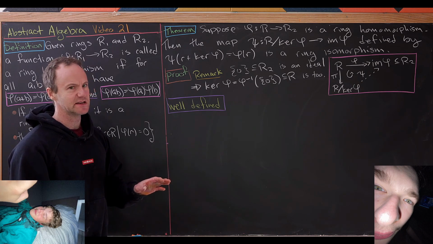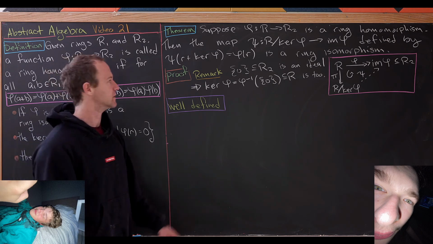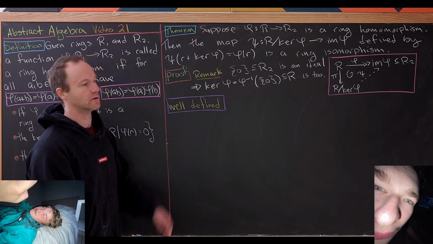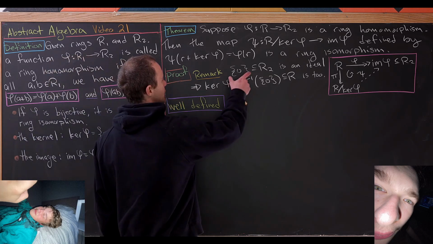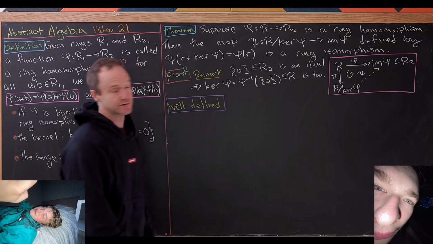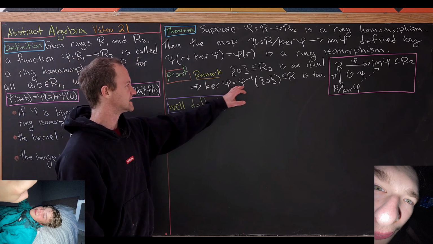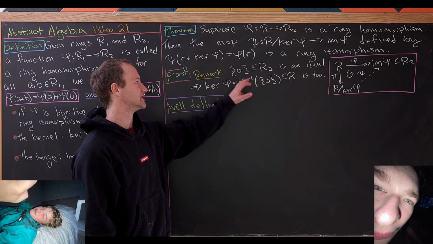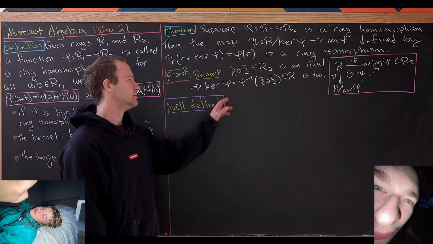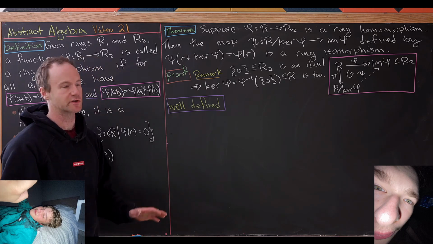So notice built into this is that the kernel is an ideal. The only thing we can quotient by is an ideal, but let's notice that it's pretty clear that the kernel is an ideal by the following quick remark. So the set only containing 0 in R2 is an ideal. That's always an ideal. Sometimes it's called the trivial ideal. But the kernel of phi is in fact just the pre-image of this set. But we just proved that the pre-image of any ideal is an ideal, meaning the kernel, being the pre-image of an ideal, is an ideal. That's all there is to it.